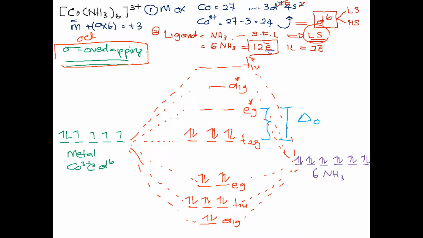So if you write up your energy filling, the electrons will be: a1g consists of 2 electrons, t1u 6 electrons, eg you have 4 electrons, t2g with 6 electrons.